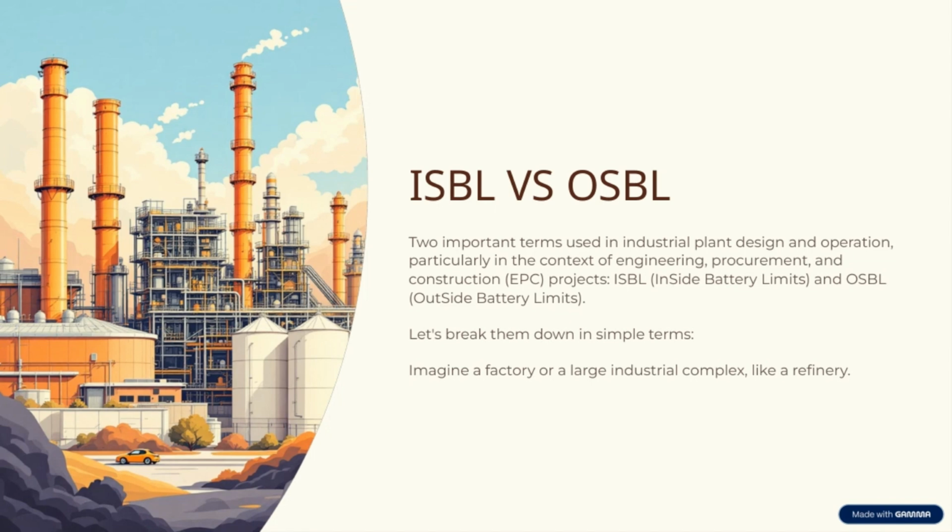Today, we'll be exploring two key terms used in industrial plant design and operation: ISBL and OSBL. These terms are especially important in the context of engineering, procurement, and construction projects. To give you a quick overview, we'll break down what ISBL and OSBL mean, using simple examples like a refinery or a large industrial complex. So let's get started and understand these concepts that are fundamental to how we design and operate industrial plants.